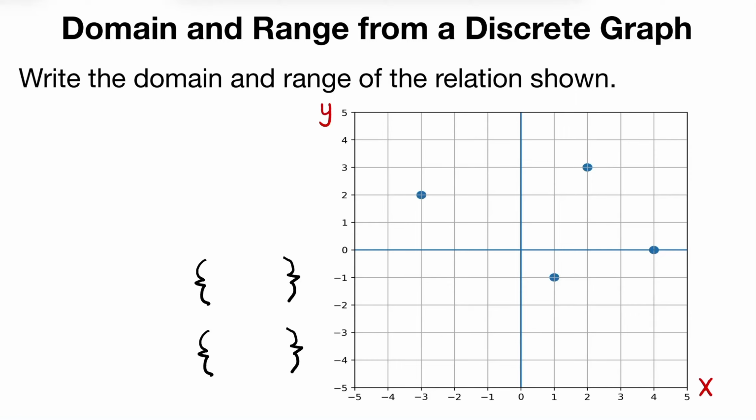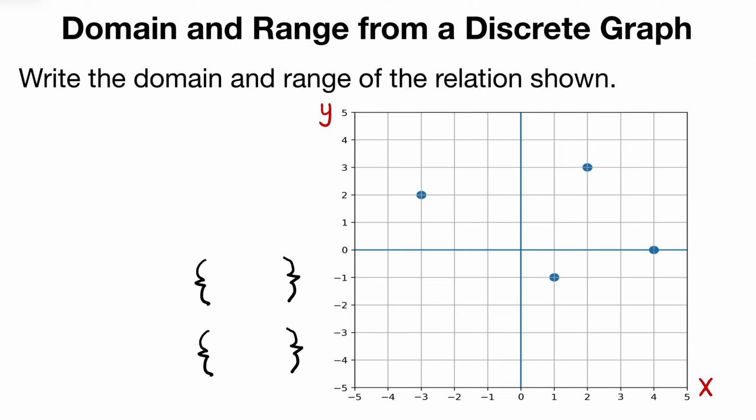Hello, today we are finding the domain and range from a graph of a relation. This is a discrete graph, and it means it's made up of separate points, not a line. We're not solving an equation or anything here, but we are simply reading values from the graph step by step. So with that, I'm going to read each point that's plotted on the graph and then write those points down.